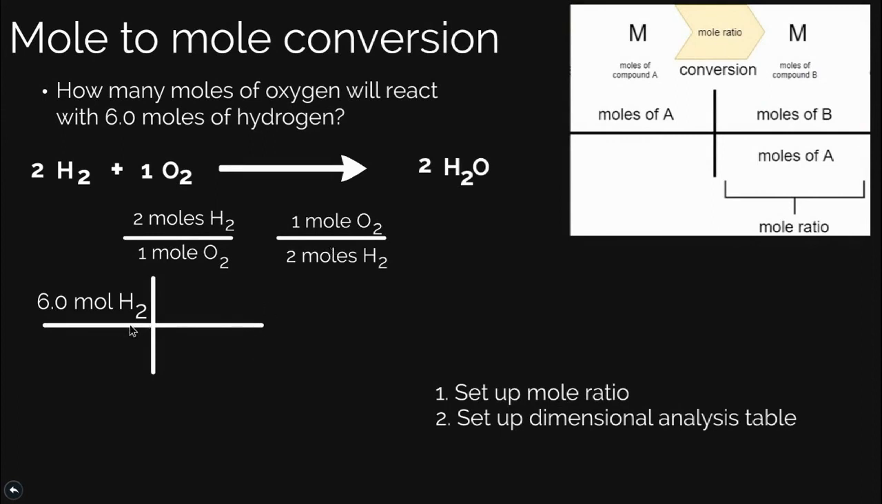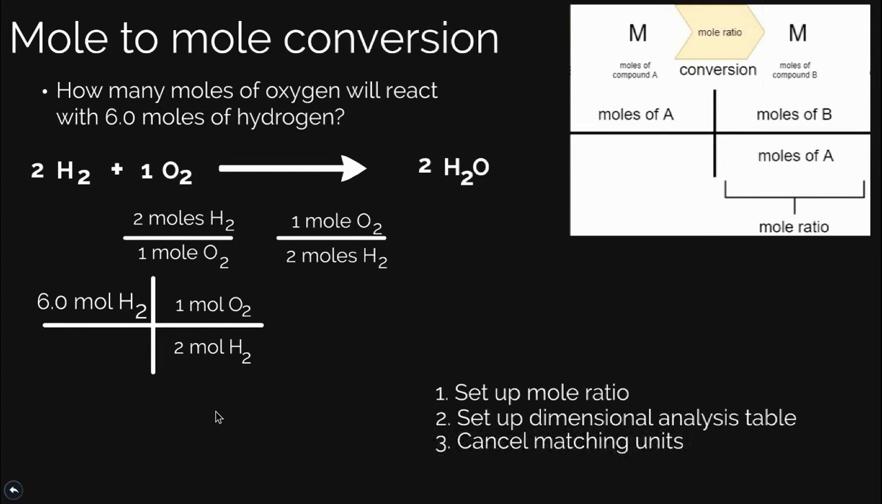Now, which one do you use? Well, make sure that you use the one that has the unit you started with on the bottom. So in this case, I have O2 on the bottom. That's not what I want. I need H2 to go on the bottom. So I'll be using this mole ratio on the right that I have. So I'll just copy that over with 1 mole of O2 set over 2 moles of H2. And that takes care of step number 2.